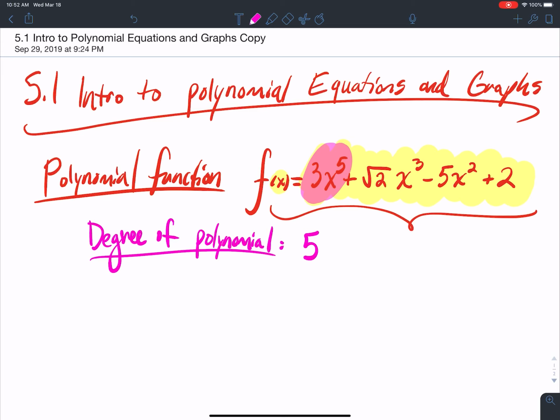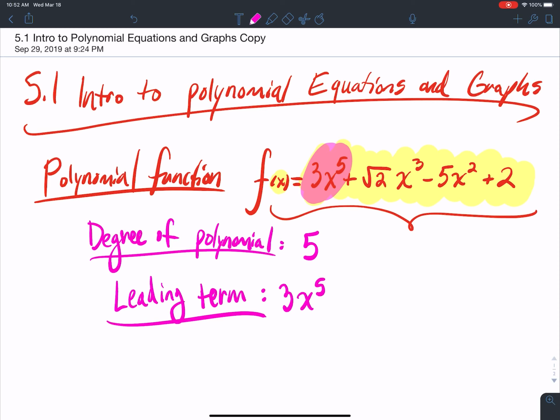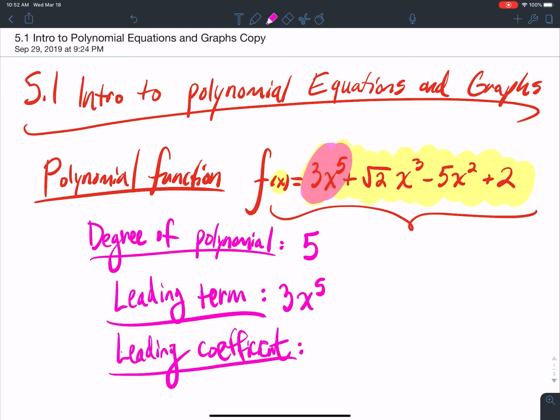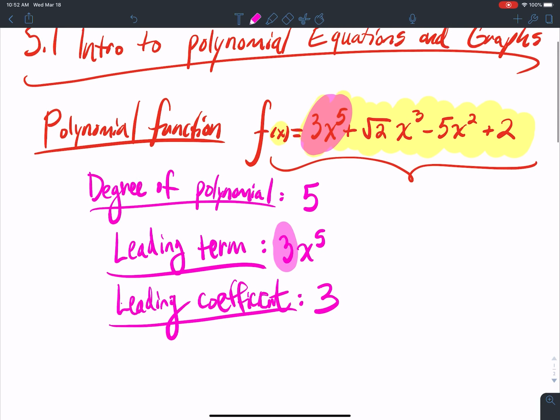Now, the lead term is what determines the degree. My lead term here is 3x to the fifth. But if you're asked for the leading coefficient, here, this is the number in front of the variable. That leading coefficient happens to be 3. Okay?